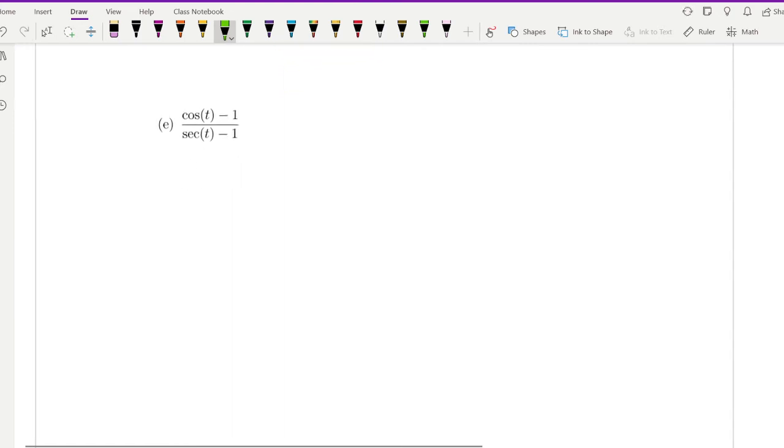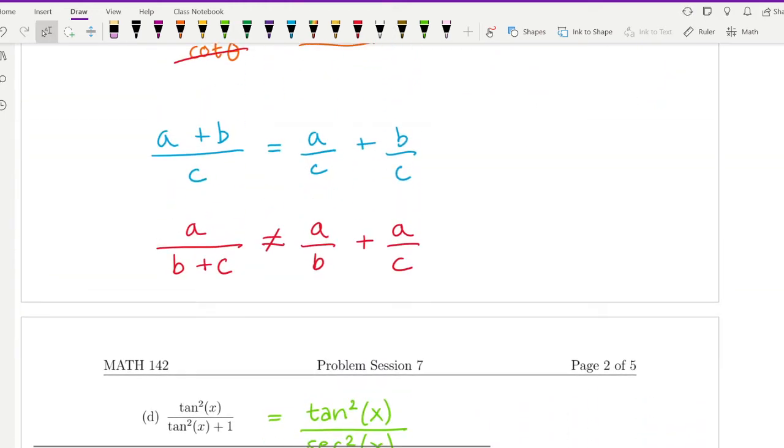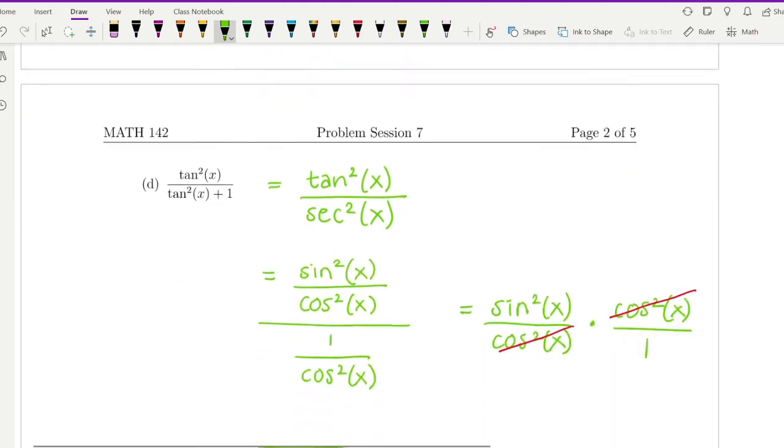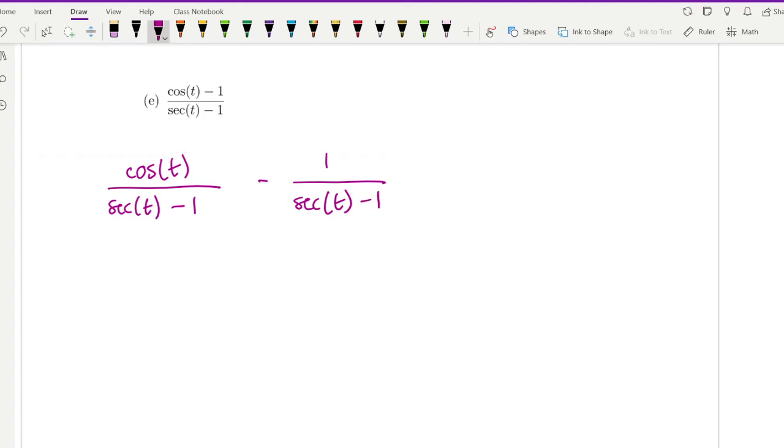All right, so next up, we have cosine of t minus 1 over secant of t minus 1. Again, I want to remind you of what I wrote up here, which is that we can split things up in the numerator, but we can't split things up in the denominator. Technically you could split this up over the numerator, like you could say, cosine of t over secant of t minus 1 over secant of t minus 1. That is equivalent. I don't know how helpful that would be.